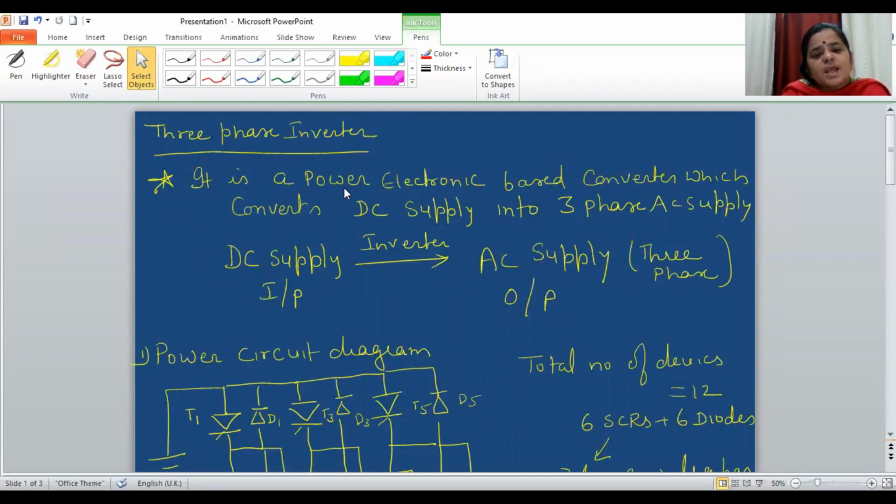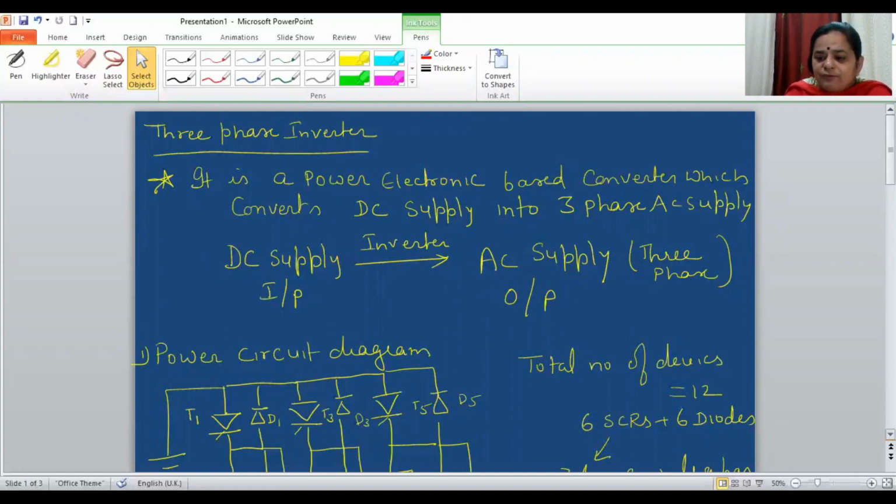A three-phase inverter is basically a power electronics based converter which converts a DC supply into a three-phase AC supply. You can write it like this: the DC supply will be the input, and with the help of the inverter we can convert that into an AC supply that is three-phase. Then only it will be called a three-phase inverter.